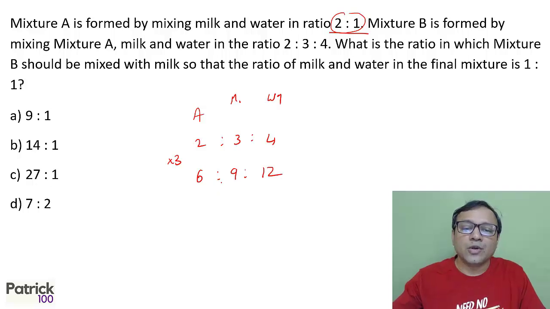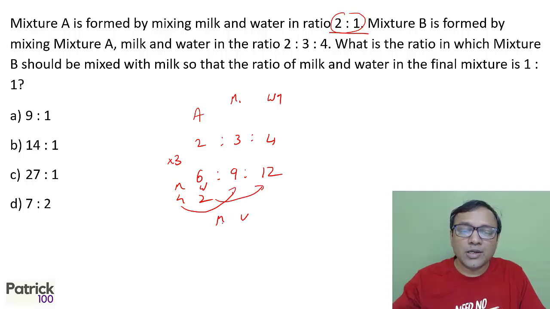6:9:12. Now mixture A itself is milk and water in a ratio 2:1, which is 4:2. So mix milk with milk, water with water. So the amount of milk and water in B is nothing but 13:14.